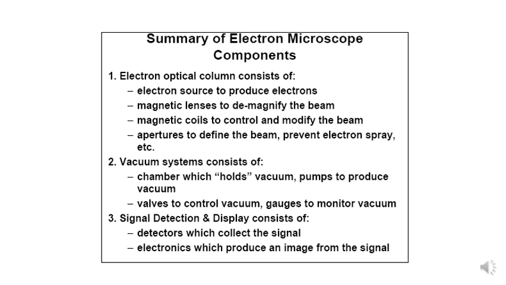Next is signal detection and display, consisting of detectors which collect the signal. In some cases they equip the electron microscope with EDX or EDS. The signal detection and display also consists of electronics which produce an image from the signal.